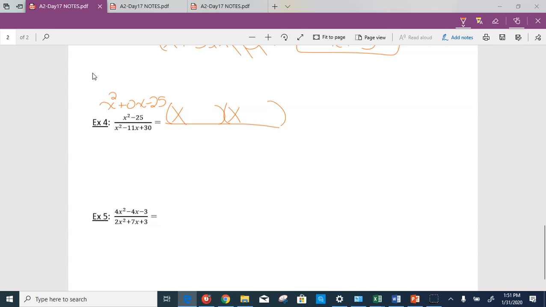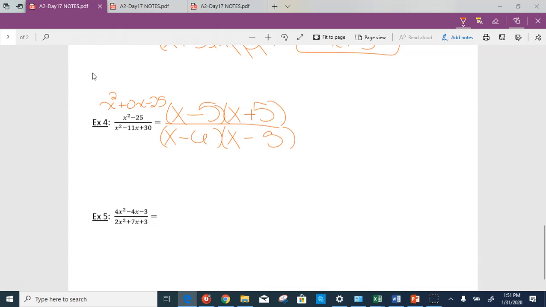Since I have no x's, what two numbers multiply to negative 25 and add up to 0? They have to be opposites in sign, and that would be negative 5 and positive 5. Now to factor the denominator. X times x gives me the x squared. I need two numbers that multiply to 30 and then add up to negative 11. And that would be negative 6 and negative 5. Negative 6 times negative 5 is positive 30, and negative 6 plus 5 more negatives is negative 11.